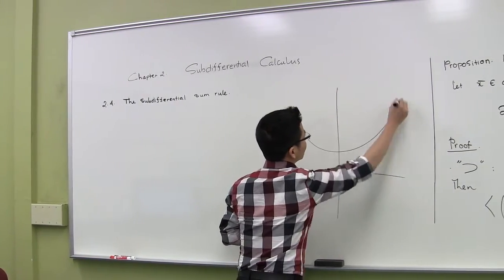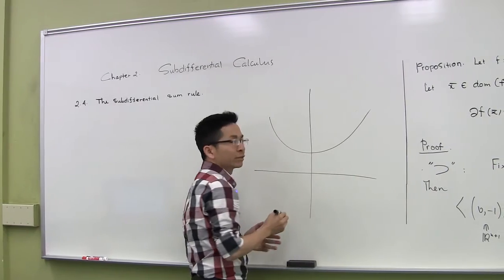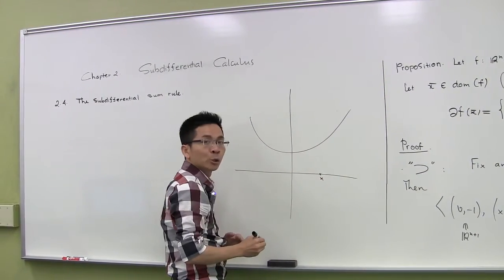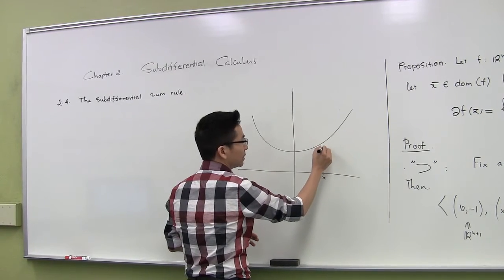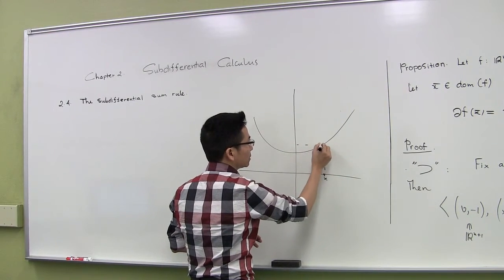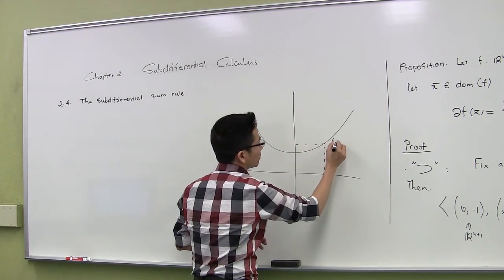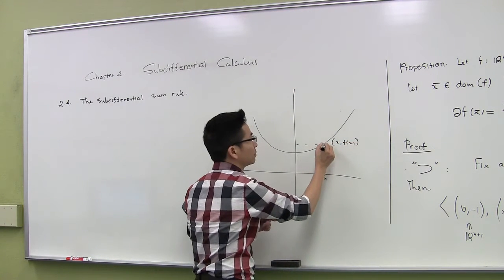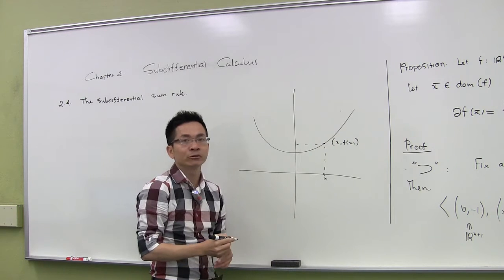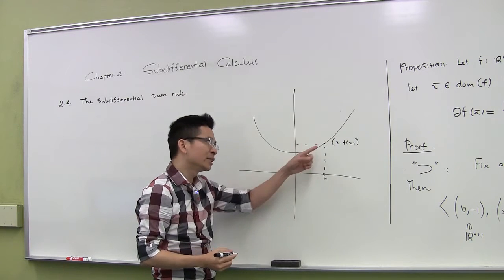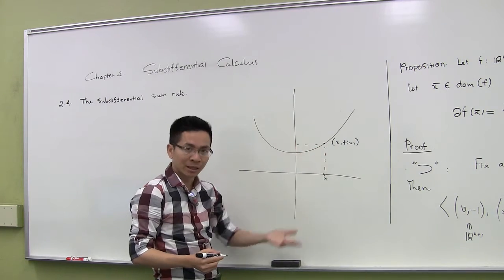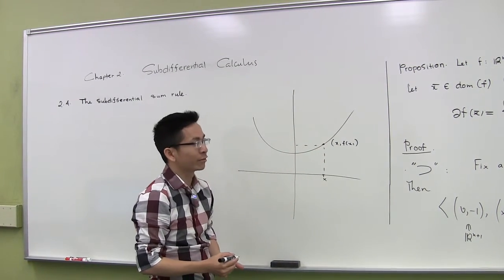If this is a function f, this is the graph of the function f, and if we take a point x in the domain of the function, then this point (x, f(x)) always belongs to the epigraph of the function. This point actually belongs to the graph of the function, so it belongs to the epigraph of the function as well.